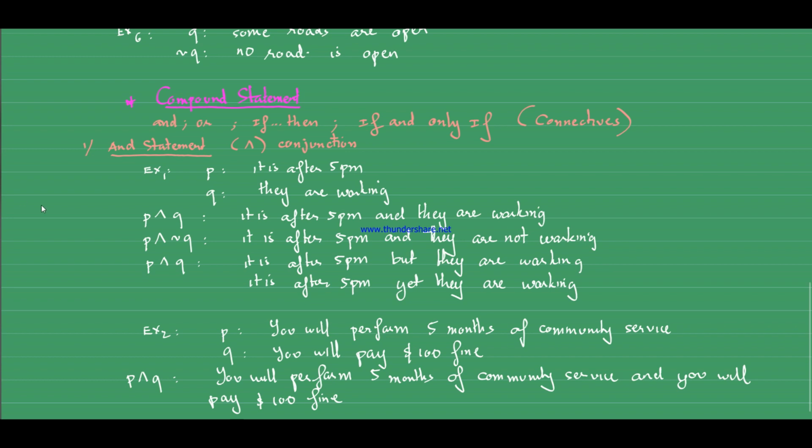Okay, the next connective is OR. The OR statement, and we use this letter, the letter V over here, and we call that a disjunction statement. Disjunction symbol.